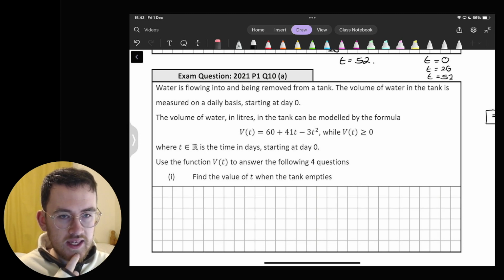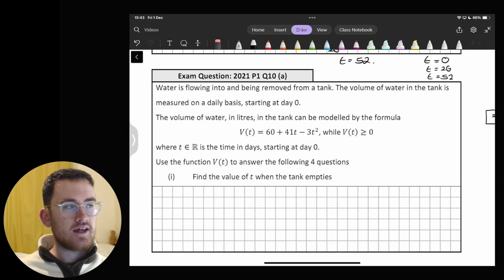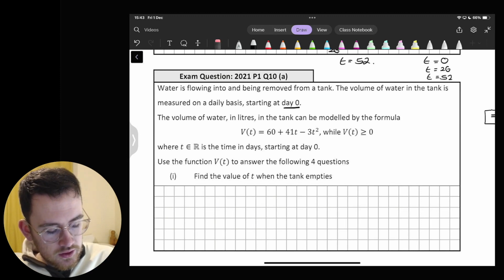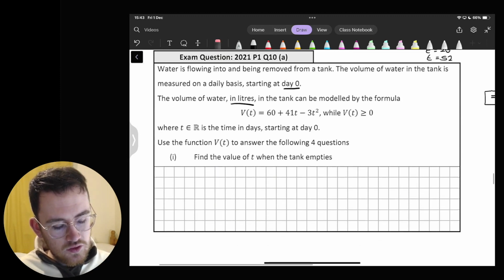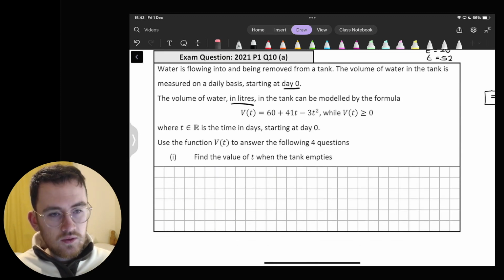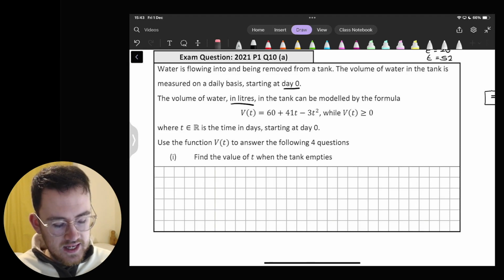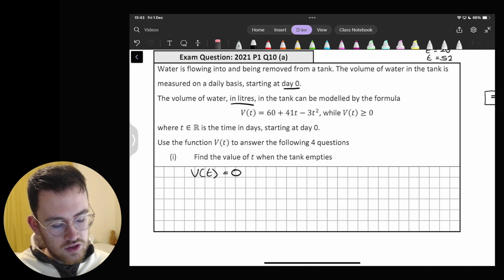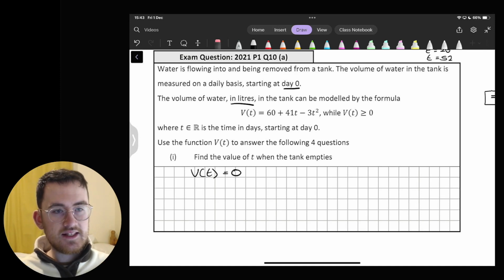So water is flowing into and being removed from a tank. The volume of water in the tank is measured on a daily basis starting at day 0. The volume of water in litres can be modeled by this formula. Use the function to answer the following questions. Find the value of t when the tank empties. So we want to know what's t when the volume of water in the tank is 0.